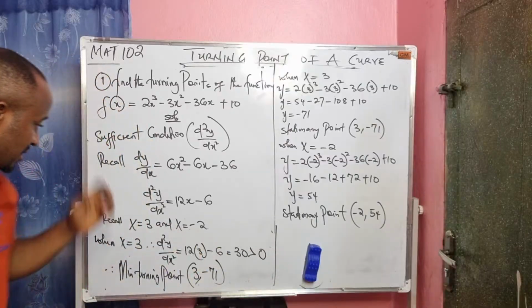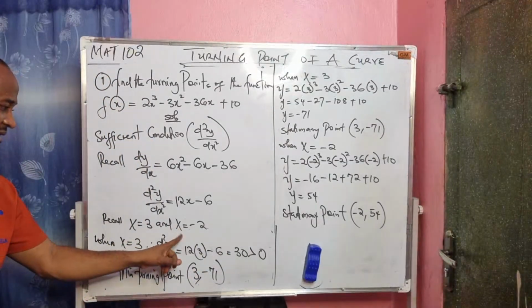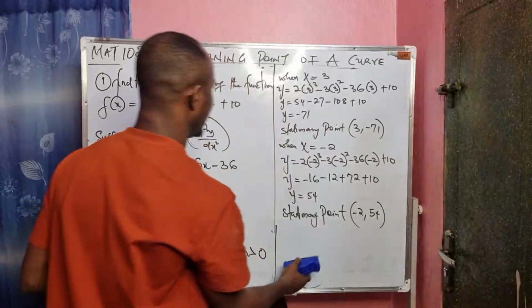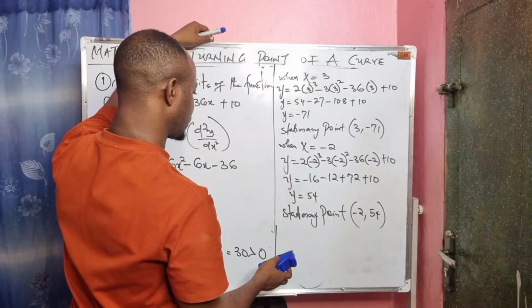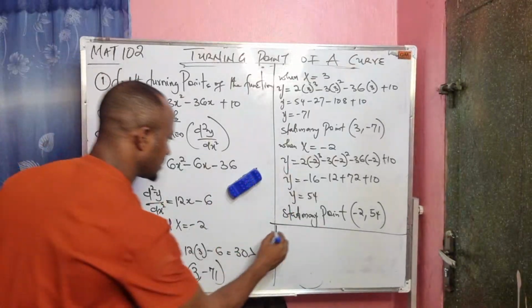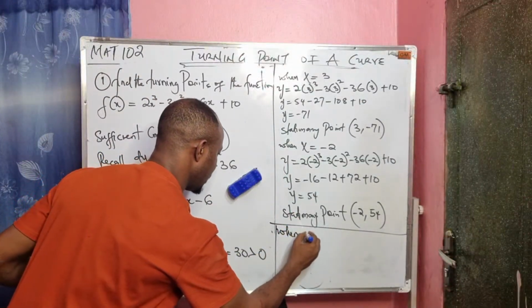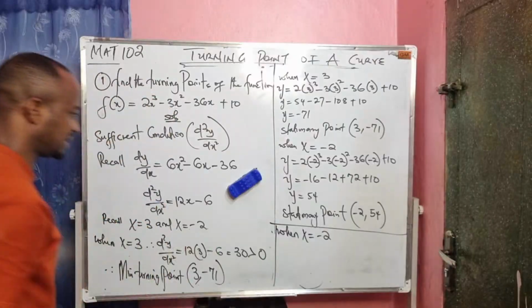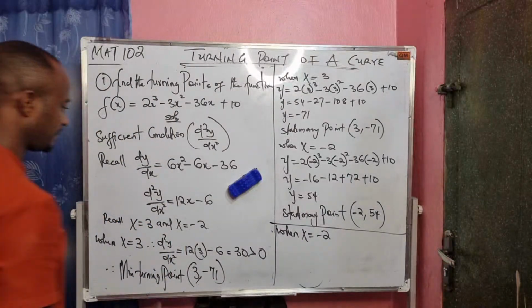But let's verify. What if x is minus 2? Let me finish off from here. When x equals minus 2, let's see what the result will be.